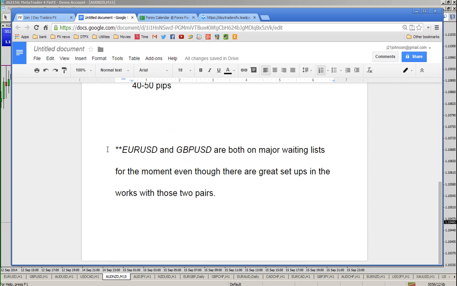We do have excellent setups on euro dollar and pound dollar, and I'm going to have more coming about those as the week goes on for group members. So there's a lot of things to talk about there, but I just wanted to get into the immediate setups that I'm loving the most right now. So there you have it.